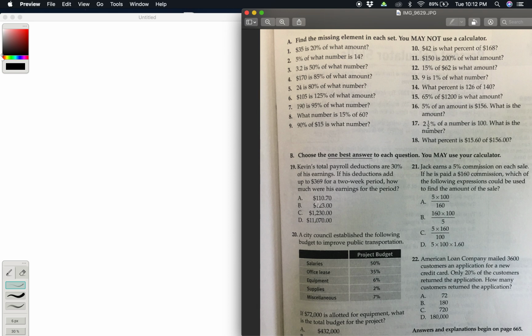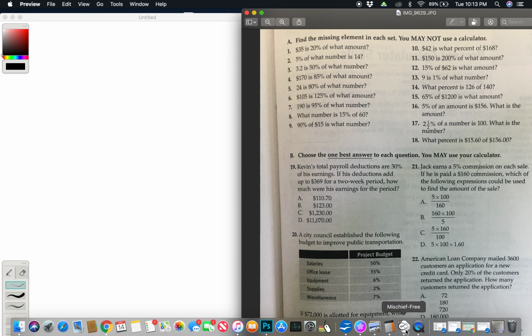Guys, pause this, try and figure this out. See if you can wrap this around in your brain and come out with the proper equation, okay? Okay, hopefully you've unpaused it now. Okay, so Kevin's total payroll deductions are 30%. So we have the rate, 30% of his earnings. If his deductions add up to 369 for a 2-week period, so we know that 30% is equivalent to 369, okay? For a 2-week period, how much were his earnings for the period?